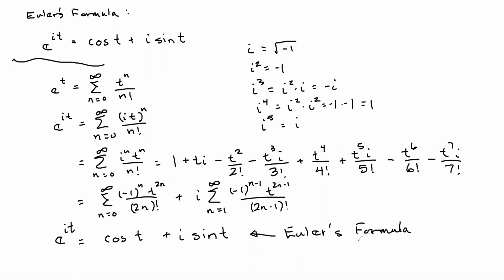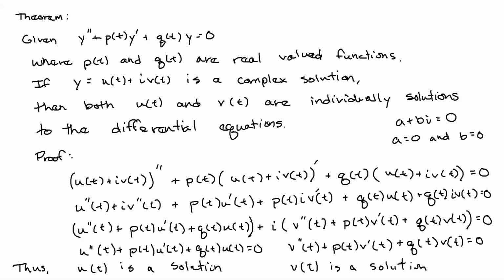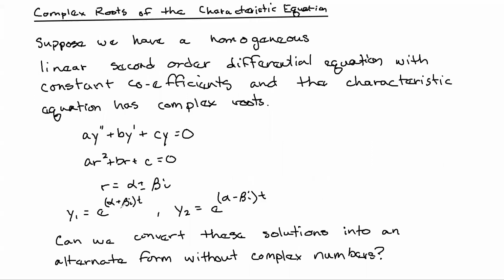Okay, so how do we use these two proofs to get rid of our complex numbers, right? So let's go ahead and just grab our first solution here. y1 is e to the alpha plus beta i times t. That's y1. All right, so what we can do is we can rewrite that.